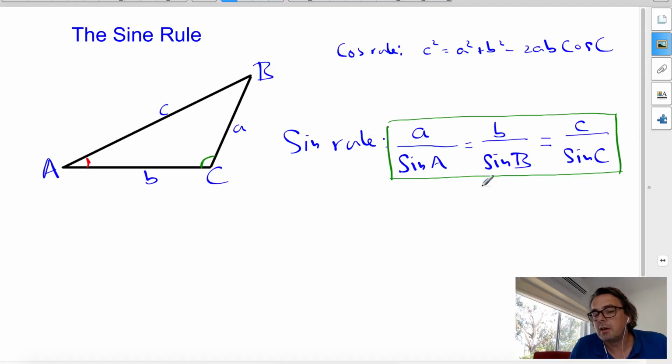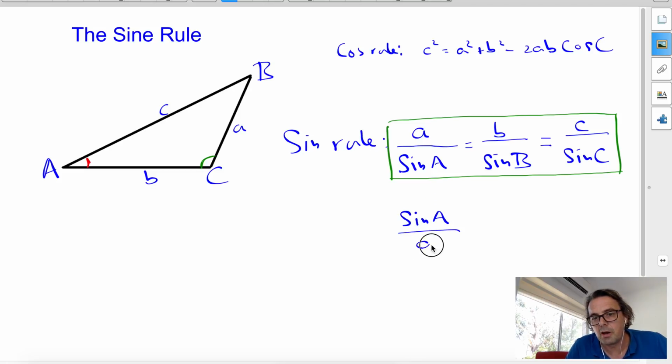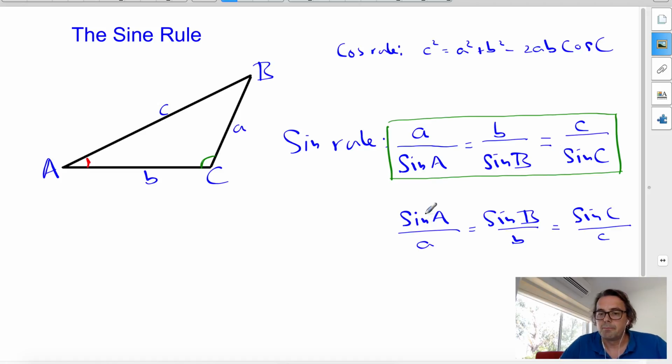Now sometimes writing it like this is somehow not convenient. Well, then you just flip it over. You can just as well say sine A over a is sine B over b equals sine C over c, because that's just a reciprocal of this, right? And the fractions will just be turned upside down.